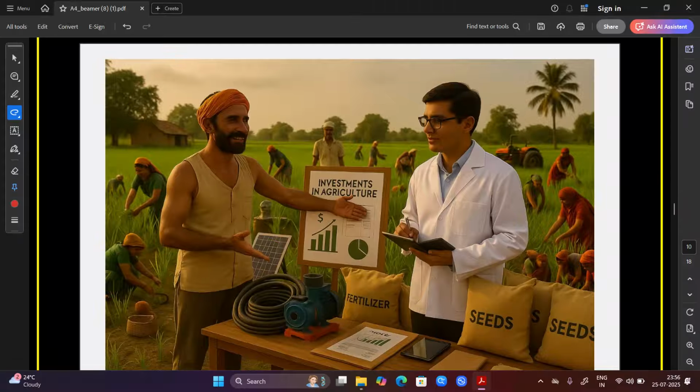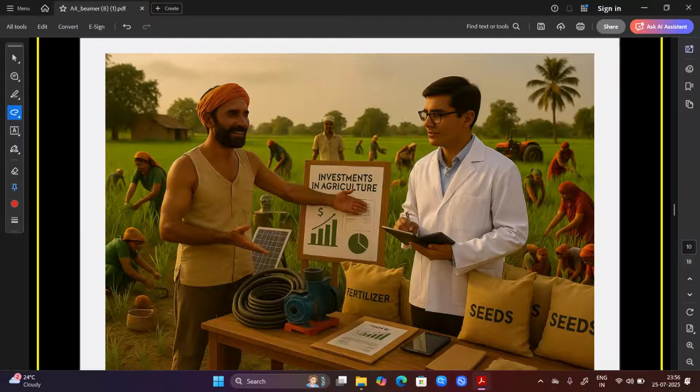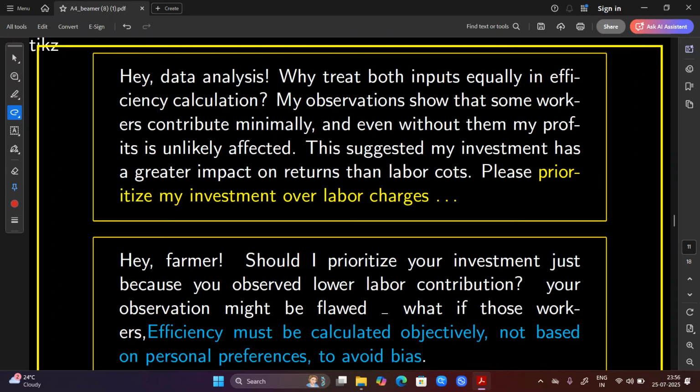Then the data analyst thinks, okay, no problem. And what will he do? Just see here. Hey data analyst, why treat both inputs equally in efficiency calculation? My observation shows that some workers contribute minimally and even without them my profit is unlikely to be affected. Yes, I have explained with the help of a diagram. This suggests my investment has a greater impact on returns than labor cost. Please prioritize my investment over labor charges.